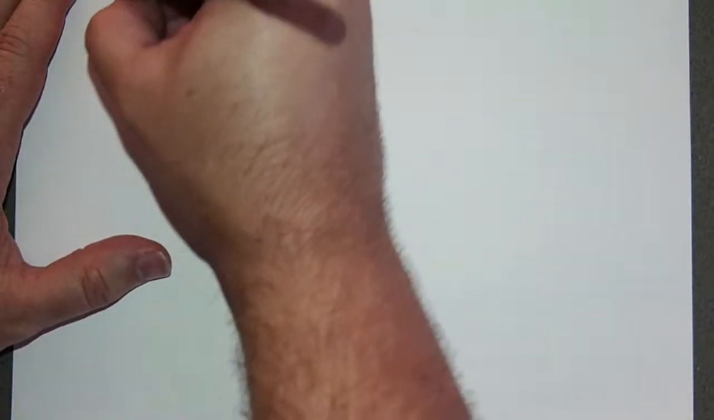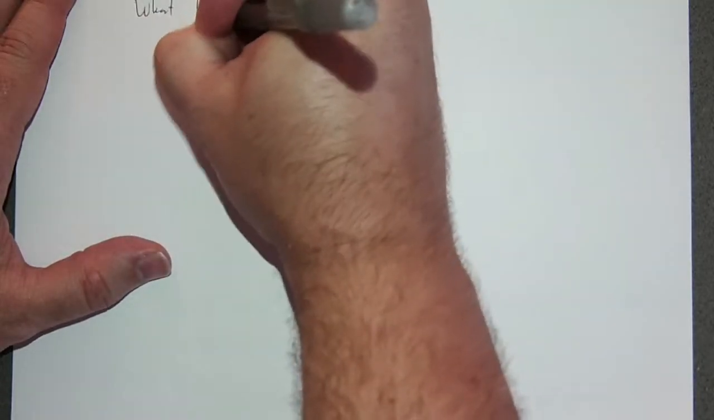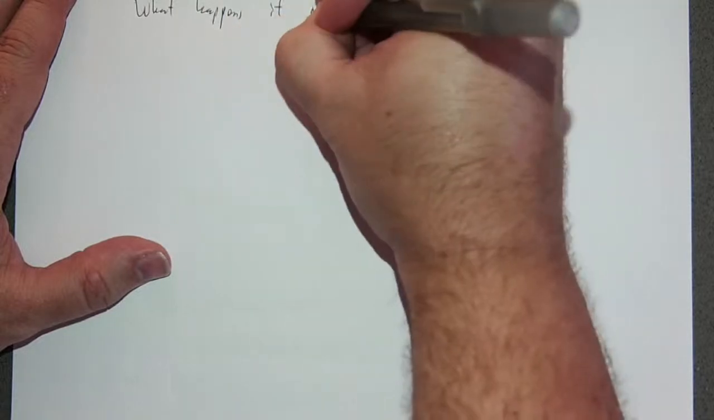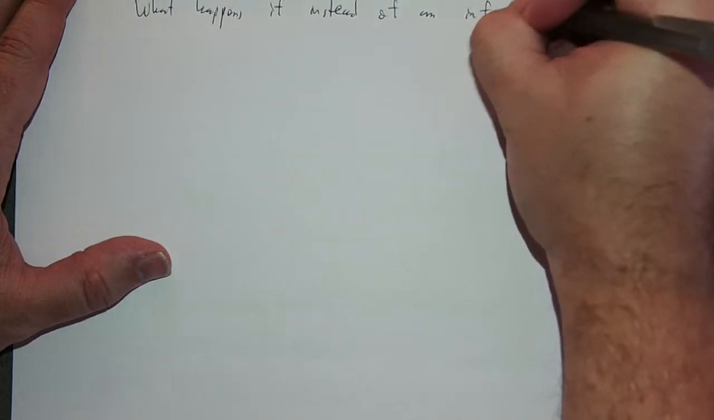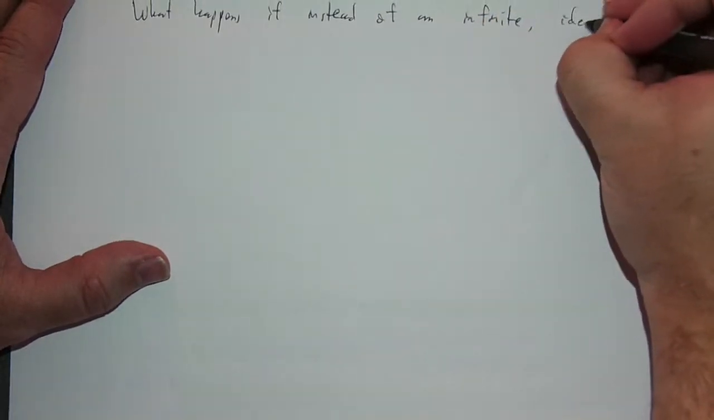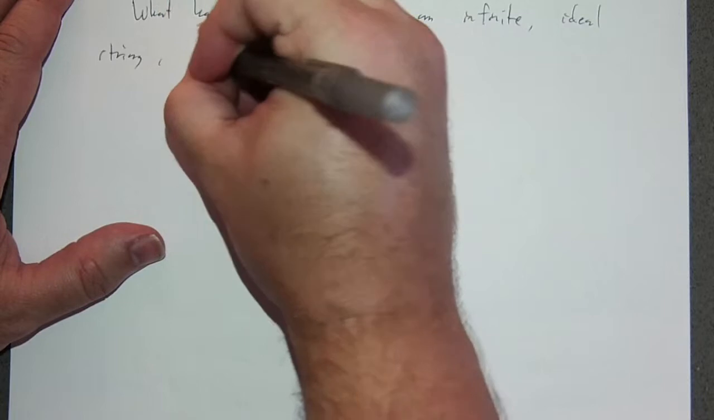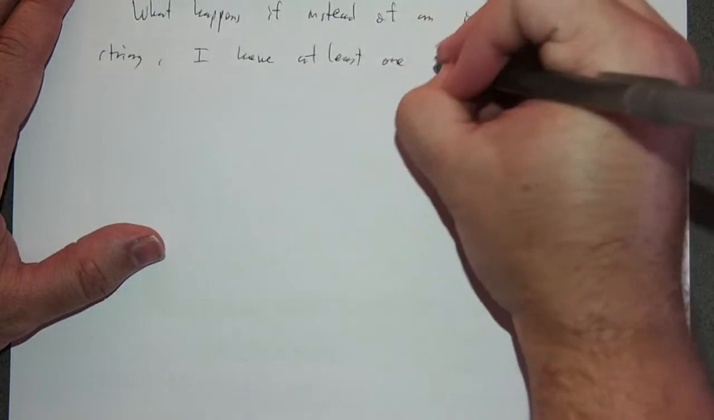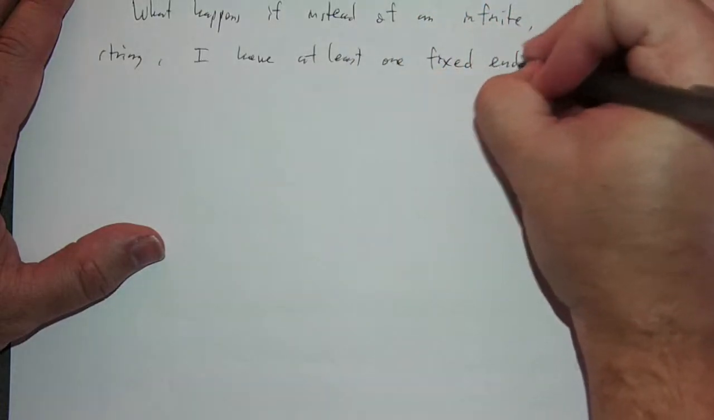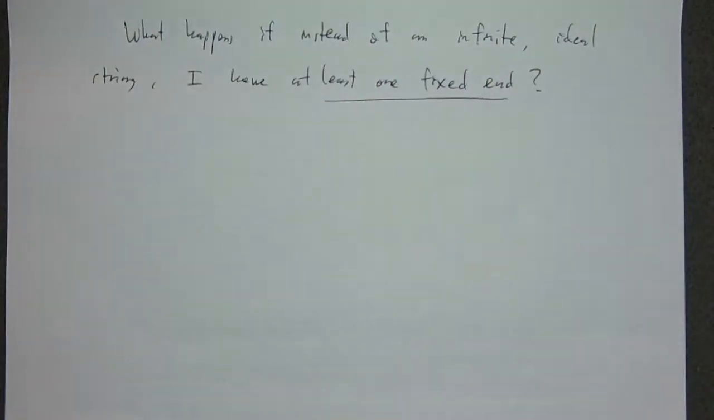This is our first example of what happens if, instead of an infinite ideal string, I have at least one fixed end. Right?